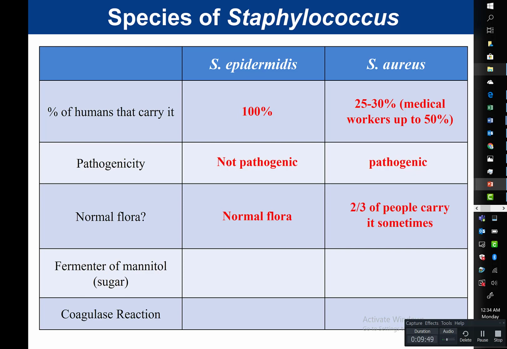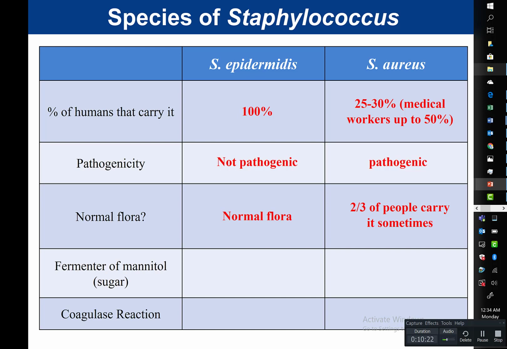In terms of Staph epidermidis, normal flora, yes, this is part of people's normal flora. In terms of Staph aureus, while about a quarter to a third of the population is going to carry Staph aureus, 2/3 of the population are what we call transient carriers, meaning that they carry it sometimes. They don't always carry it, but they might carry it sometimes, and it might go away in other cases. So some people would be these transient carriers. Sometimes they carry it, other times they don't.